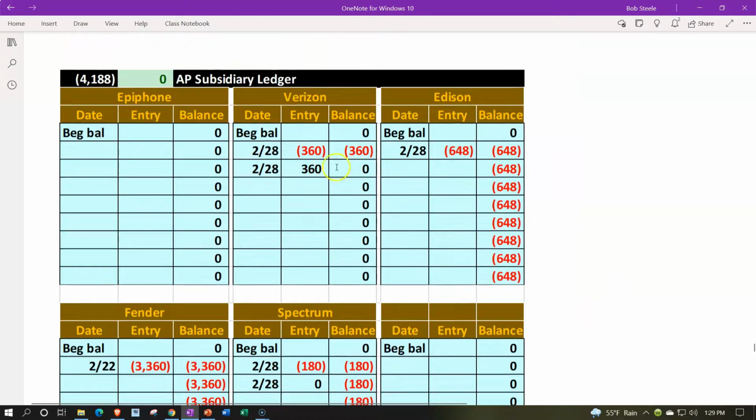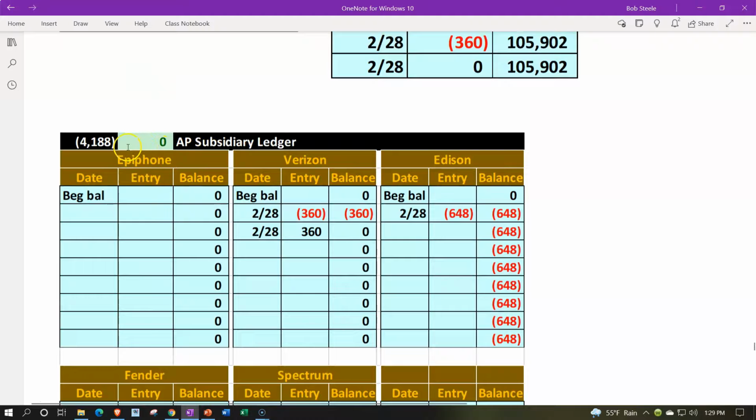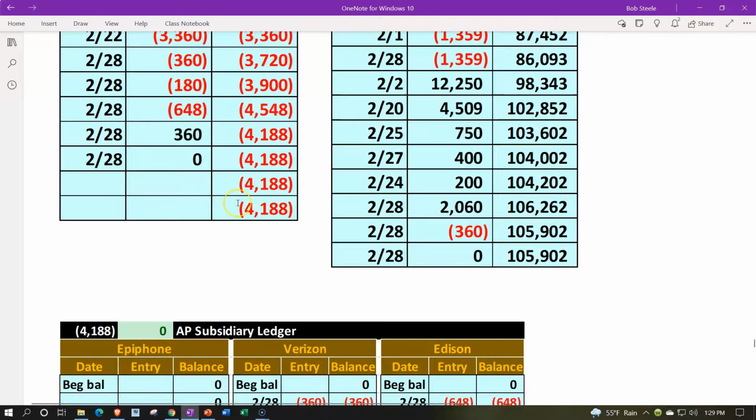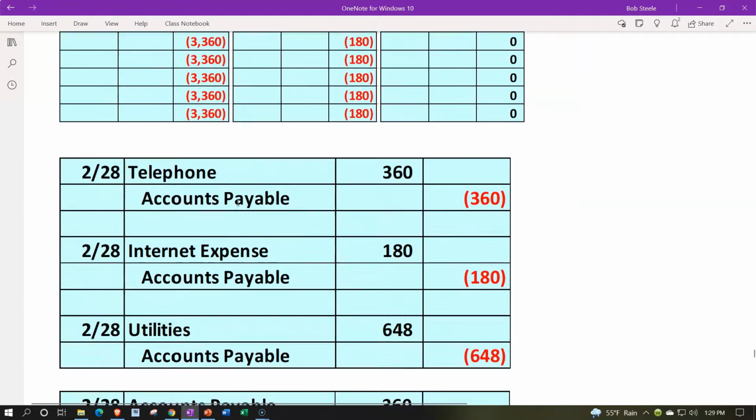So now we paid off the Verizon. It goes back down to 0. If we add up all the vendors that we owe now, it adds up to the 4,188, tying out to the general ledger and the trial balance for accounts payable.